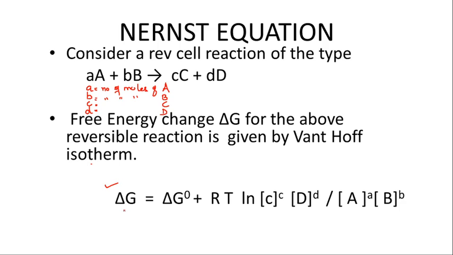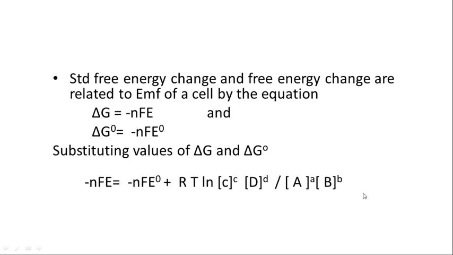free energy change. Delta G naught is the standard free energy change. R is the gas constant. T is the temperature. Log of the concentration quotient: when you write a moles of A, c moles of C, you will write concentration of C raised to c, concentration of D raised to d, divided by concentration of A raised to a, concentration of B raised to b.